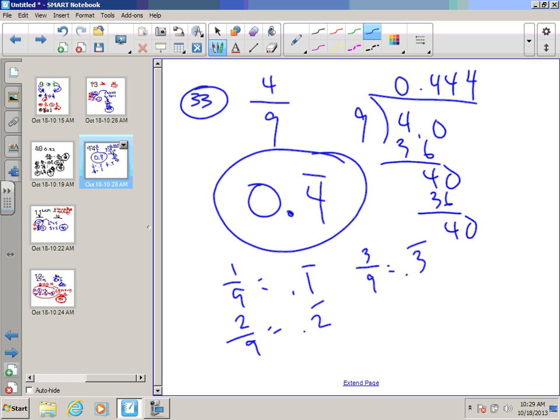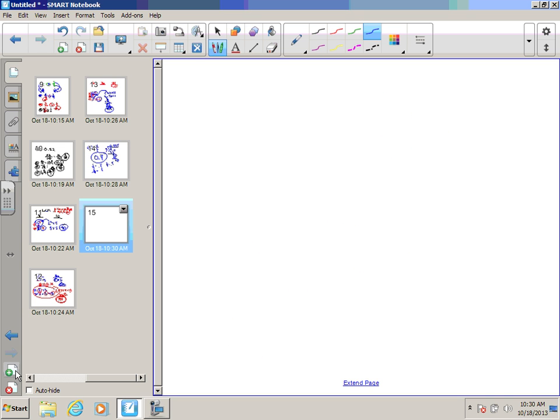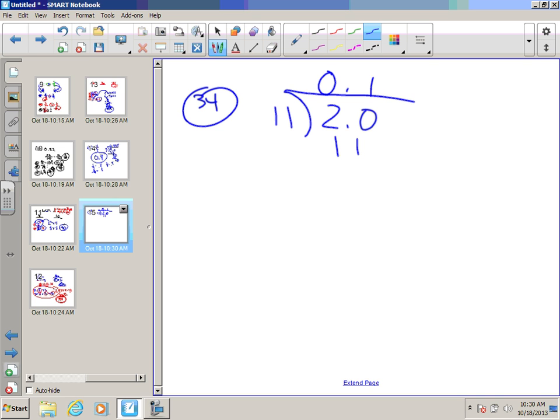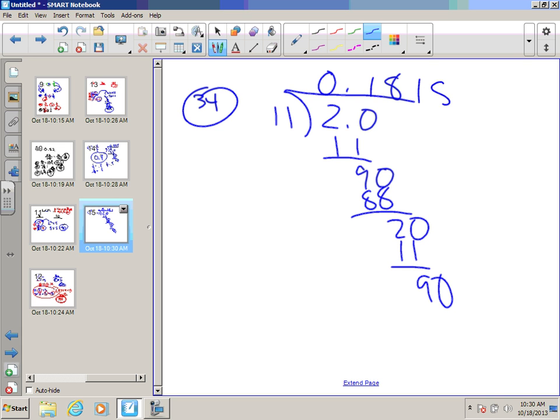But 2/11. Do we need to see that one? Might as well. We got time. Eleven on the outside, 2 on the inside. 11 is not going to 2, but it goes into 20 once. Into 90. Into 20. Into 90. Into 20. Good. What is actually repeating?